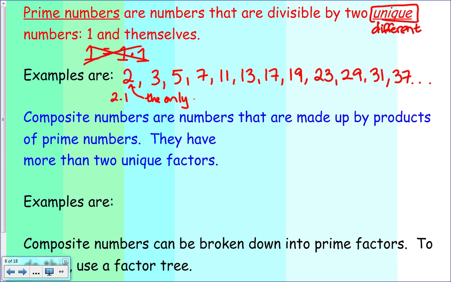It's the only even prime number. The rest are all odd numbers. Okay, so the next word that I'd like to look at is composite numbers.